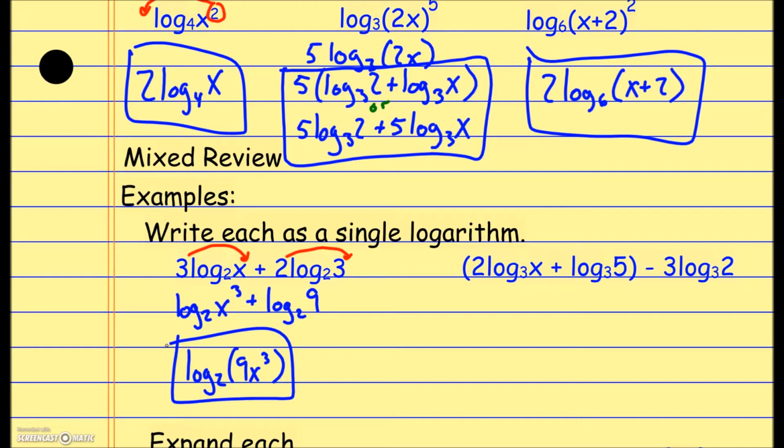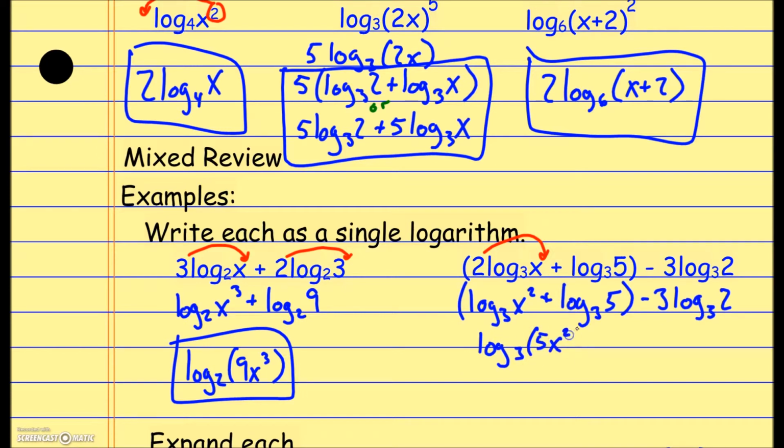In the next one, I do the same thing. Follow order of operations. I start inside the parentheses. In the parentheses, I've got multiplication and addition. I'm going to do the multiplication first. That multiplication comes up as an exponent, so it becomes an exponent inside the logarithm. So it's going to be log base 3 of x to the second. Now, still inside the logarithm, I'm going to do that addition. Remember, addition becomes multiplication inside the logarithm, so it's going to become log base 3 of 5x squared.